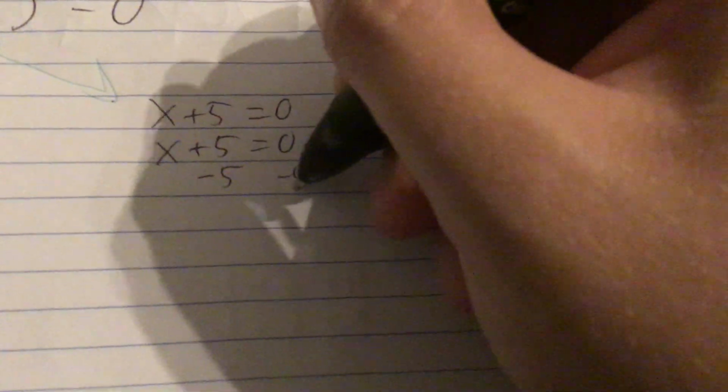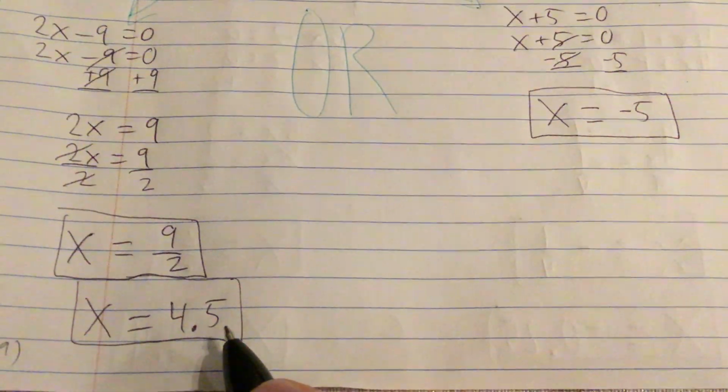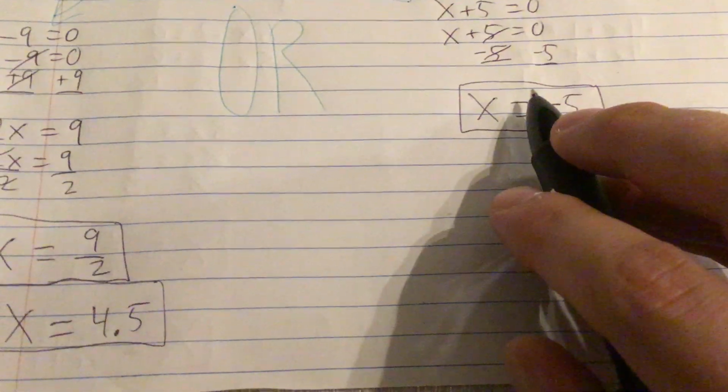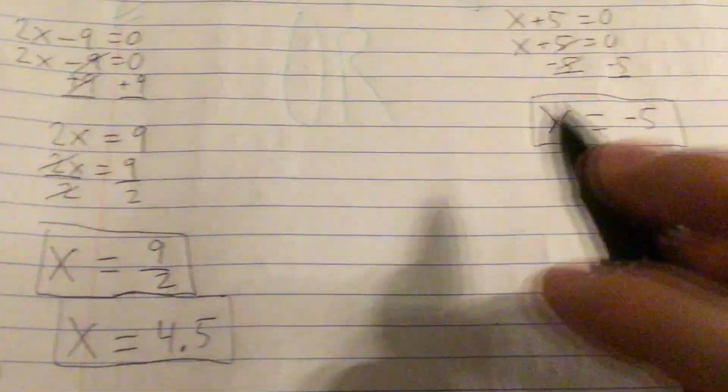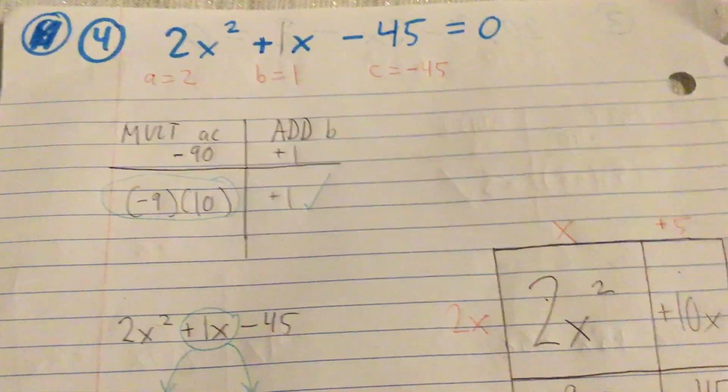Let's move on to the other side. X plus 5 is equal to 0, so I'm going to subtract 5 from both sides. Therefore, x is equal to negative 5. Hey, that was quick. So either x is equal to 4.5 or negative 5. X is equal to 9 over 2 or negative 5. And that is how we factor a quadratic trinomial.